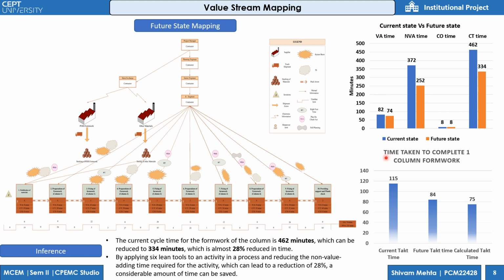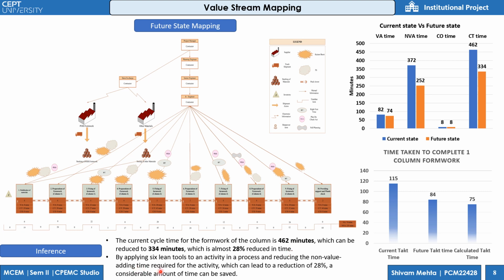Now we'll see the takt time for completion of one formwork. The current takt time was 115 minutes and the future time after applying the lean tools was 84, and the targeted takt time, or calculated takt time, was 75 minutes per one column. So friends, we see the current cycle time for the formwork for the column is 462 minutes, which is reduced to 334. So we can see a 28% reduction in time by applying the lean tools.